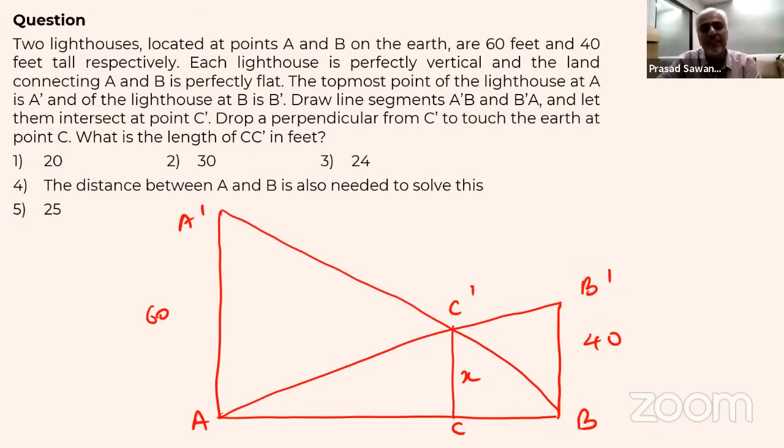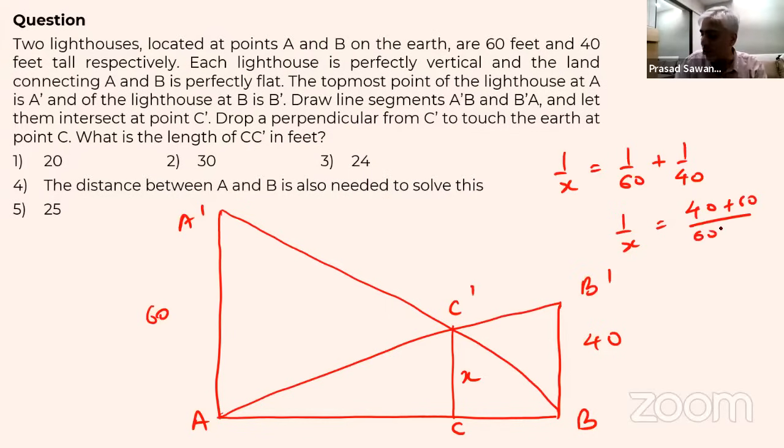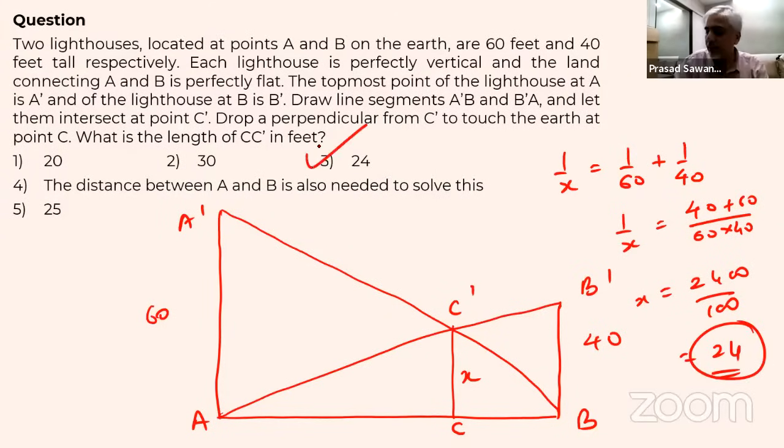For many, many years, I used to call this Amitsar's theorem. You know, it's a standard concept. 1 upon x is 1 upon 60 plus 1 upon 40. This is the property you need to use. It comes from similarity. You should not worry about how it comes. Never worry about that. So 1 upon x is (40 plus 60) upon (60 into 40). x is 2400 upon 100. x is 24. Third option.